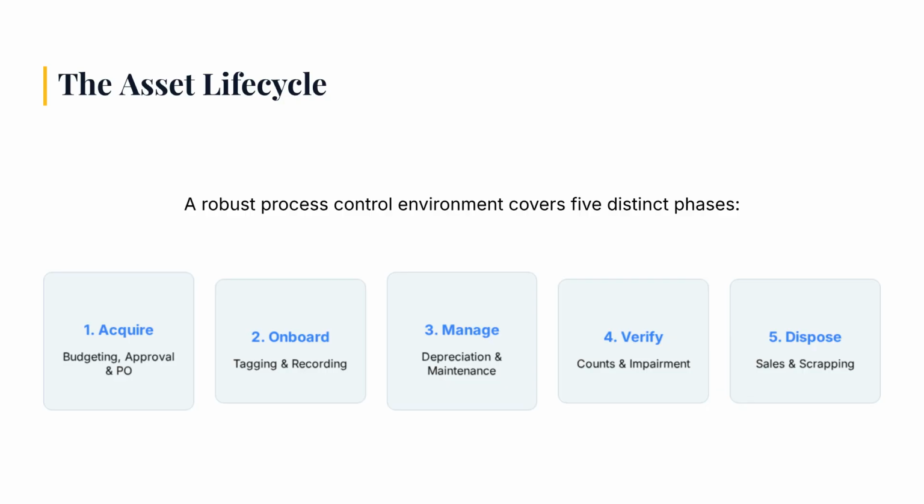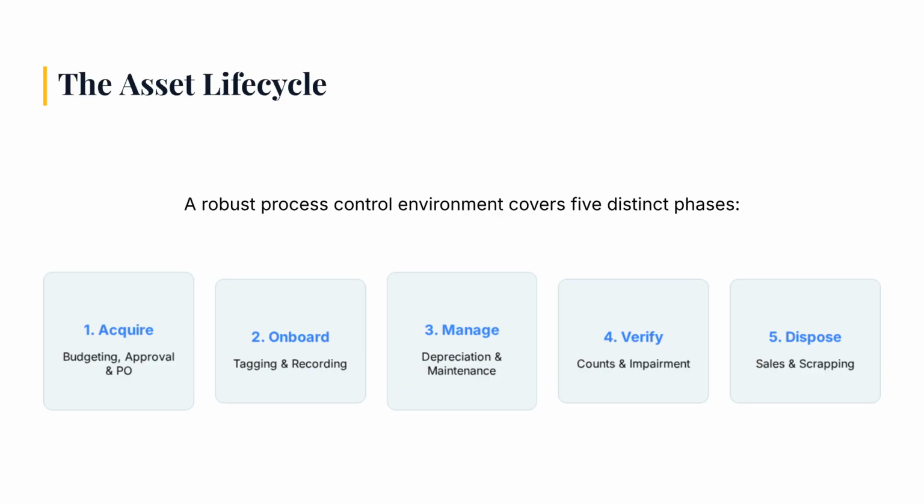Effective asset management is a cycle. We break this down into 5 distinct phases to ensure nothing falls through the cracks. Acquire. This is the gatekeeper phase. It covers budgeting and approval. We need to stop bad spending before it happens. Onboard. This happens the moment the truck arrives at the dock. It involves tagging and recording. Manage. This is the longest phase. It covers the years the asset is in use, depreciating it and maintaining it. Verify. This is our sanity check. Do we actually have what we say we have? Dispose. The final exit. How do we ensure assets aren't just walking out the back door?